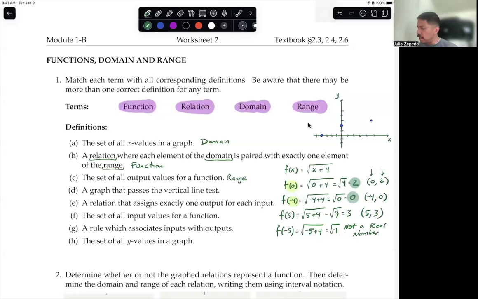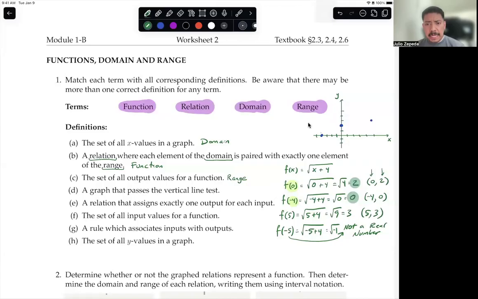In this class, we're not going to talk about imaginary numbers. All of our functions will be real valued functions. And so we will essentially say, well, this is undefined for our class. It's not a real number. You may have heard that this is equal to i, and that is true, but we're not going to graph i anywhere. We'll stick to real valued functions in this class. So -5, since it does not get assigned to an element in the range, we're going to say that -5 is actually not part of the domain of this function.